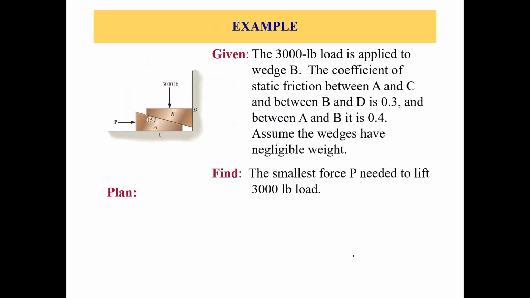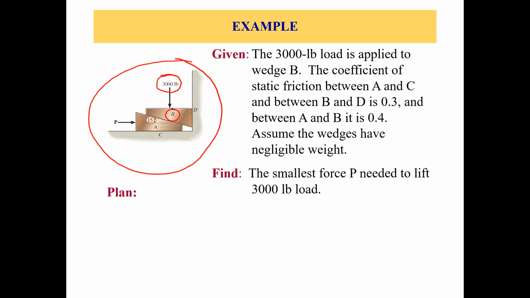This is problem 1 on your handout. Let's see what's given. We have this system with wedge A and wedge B, so we have two wedges. Now let's go to the statement. A 3,000 pound load is applied to wedge B. The coefficient of static friction between A and C and between B and D is 0.3.